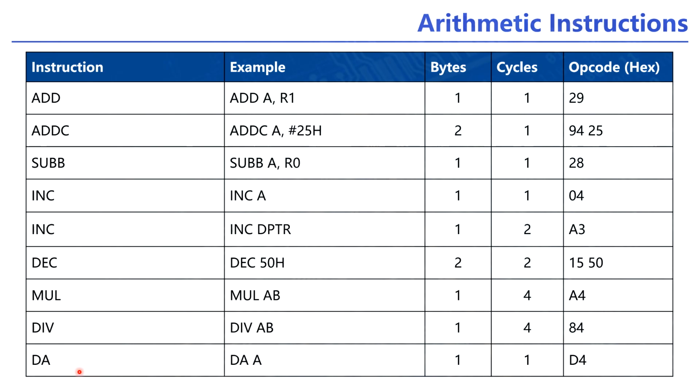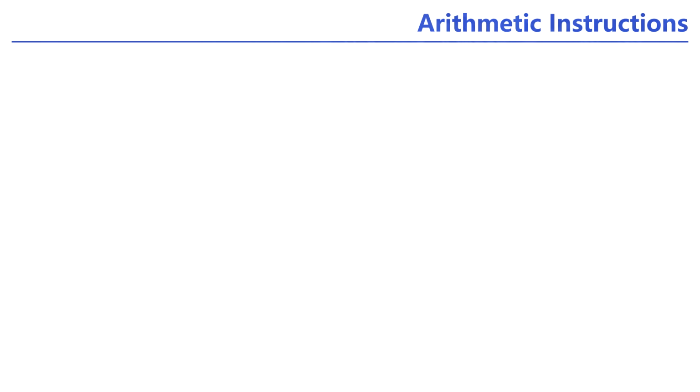Next one, that is the DA. DA is the decimal adjustment, right? Here this instruction is decimal adjust accumulator. This instruction is a 1 byte instruction. The execution of this instruction takes 1 cycle, right? The opcode of this is D4. Suppose you want to use the opcode D4, that means you can use this instruction, right? Now we can move to the next slide, right?